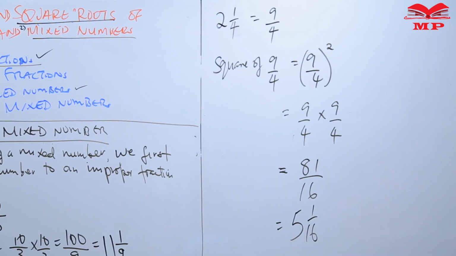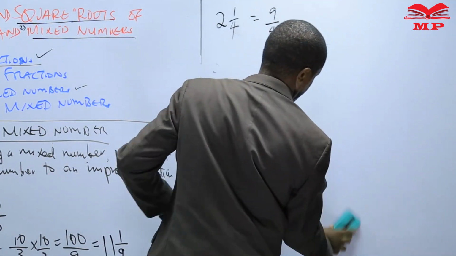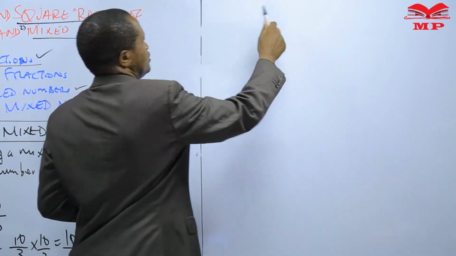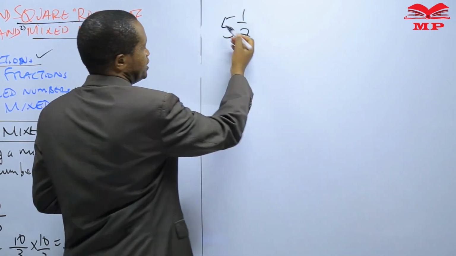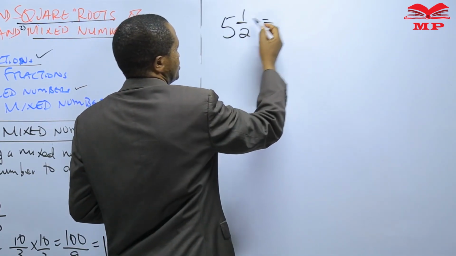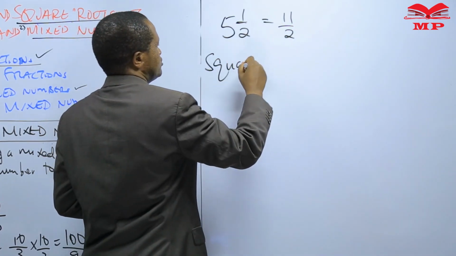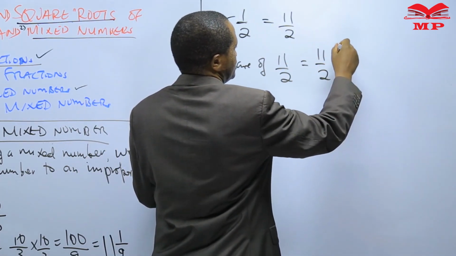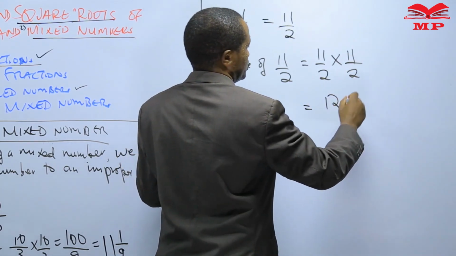This is 5 1/2. Question 2C. What is the square of 5 1/2? Convert this 5 1/2 to an improper fraction. We'll get 2 times 5 is 10, plus 1, 11 over 2. The square of 11 over 2 is equal to 11 over 2 times 11 over 2, which is equal to 121 over 4.